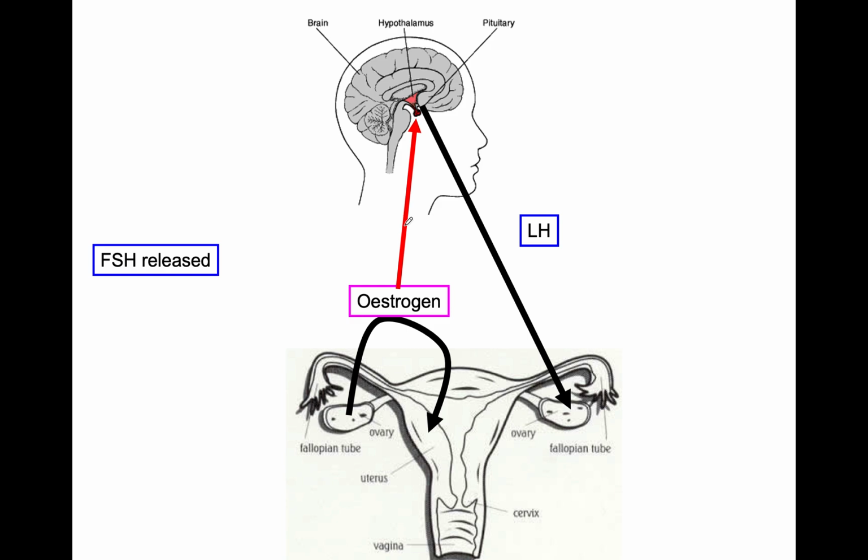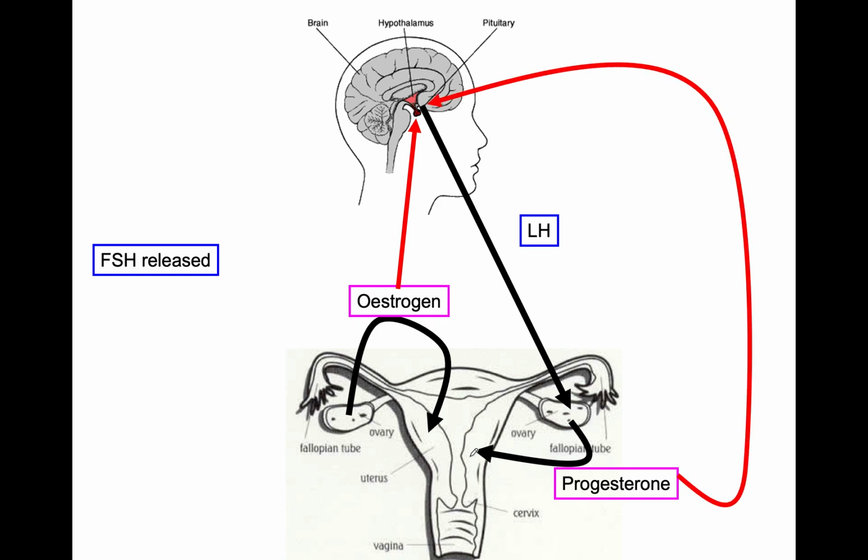LH is released when that estrogen concentration becomes higher. LH causes the rupturing of the Graafian follicle. The Graafian follicle develops into a corpus luteum, again stimulated by that LH. The corpus luteum then produces progesterone. Progesterone maintains the thickness of the endometrium, but has a negative feedback effect on the release of any further LH.